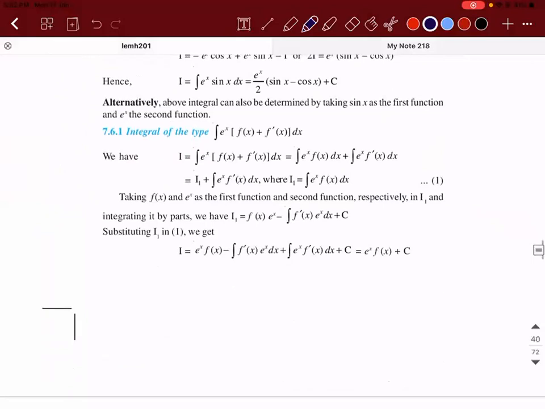Okay. So there is one more type of integral that gets involved wherever e power x is there. Suppose you have a function e power x multiplied with the sum of a function and its derivative. Then the answer is e power x into f of x plus a constant. So what is the question? You have the integral of e power x multiplied with the sum of a function and its derivative. Then the answer will be e power x into the function itself plus a constant.